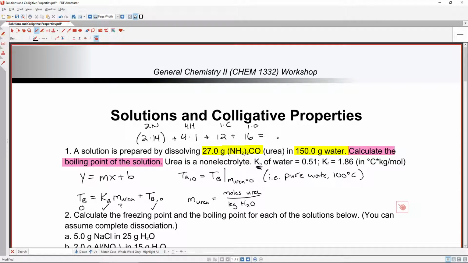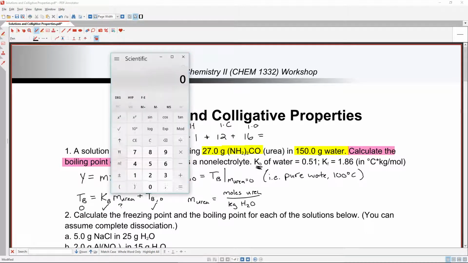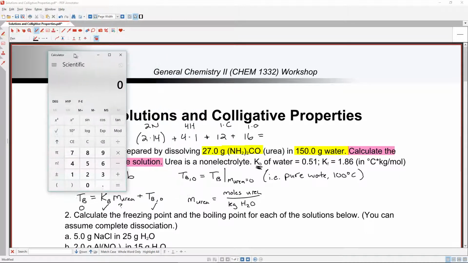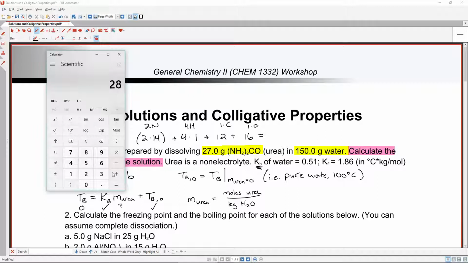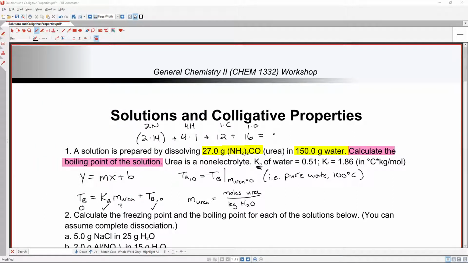Right, so if I get out my calculator, and by my calculator, I mean my computer's calculator, we have 28 plus 4 plus 12 plus 16. 60. Awesome. And it might be like 60.01, but that's okay, right? And very important, write down the units next to that number. So 60 grams per mole.